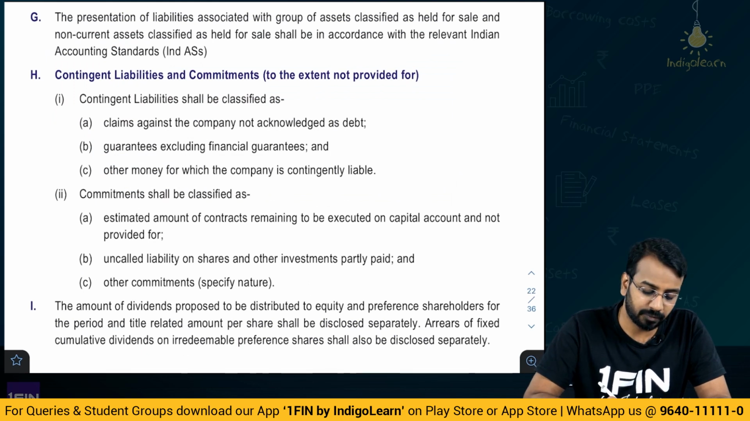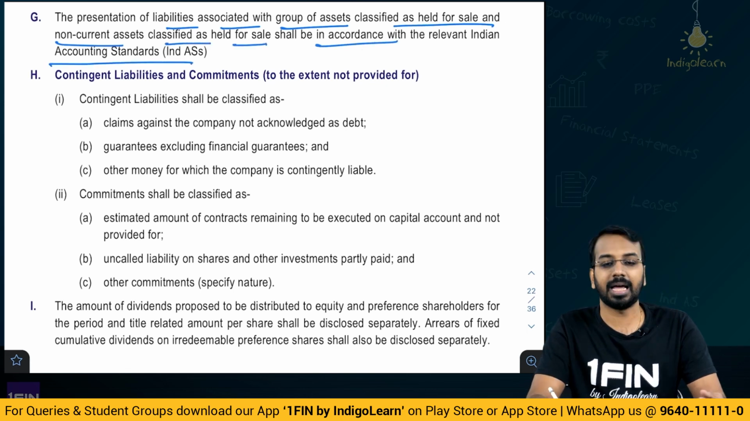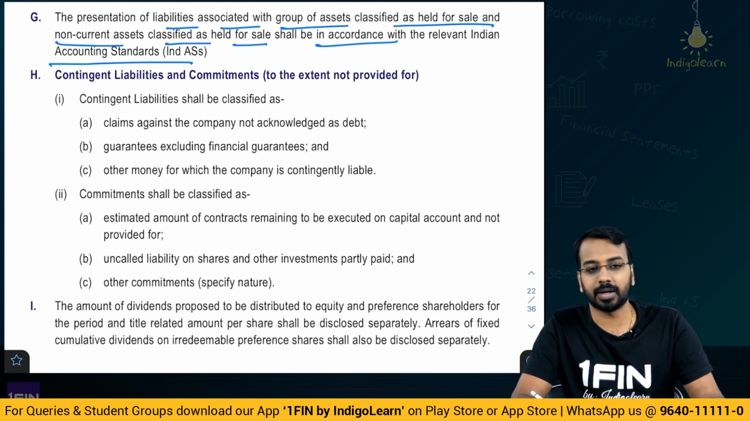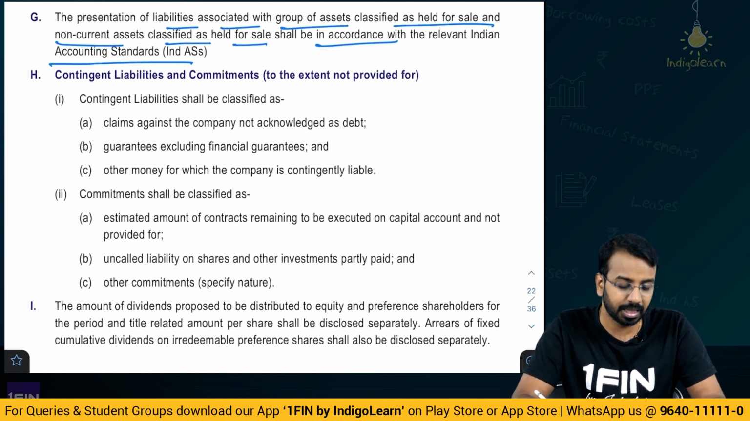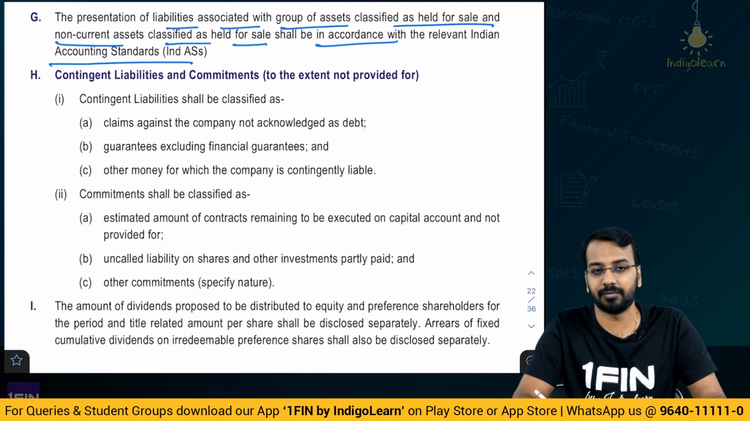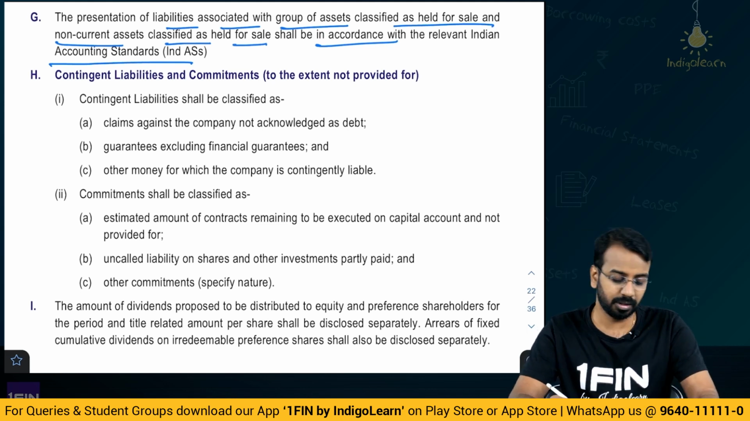Then presentation of liabilities associated with group of assets classified as held for sale and non-current assets classified as held for sale shall be in accordance with the relevant Ind AS. So, if there are liabilities associated with group of assets classified as held for sale and maybe non-current assets classified as held for sale, you will present them as per the Ind AS.